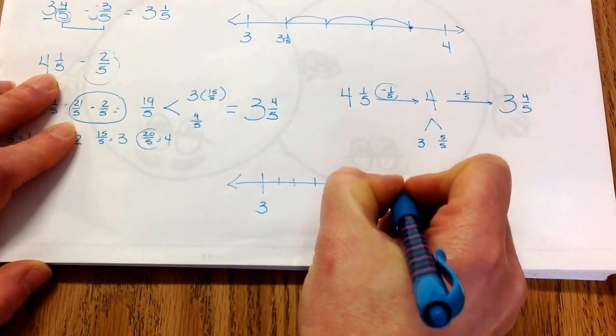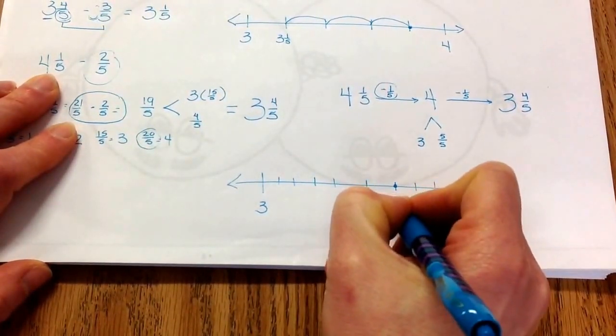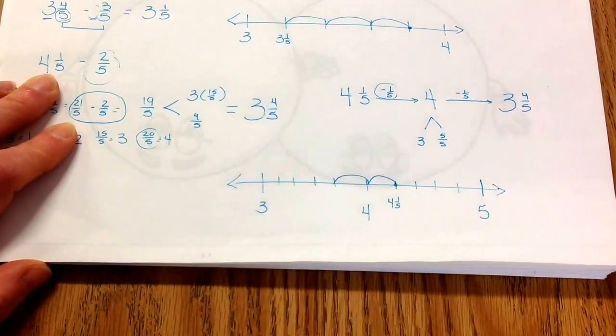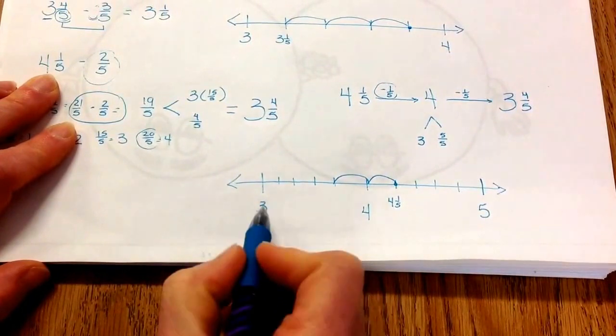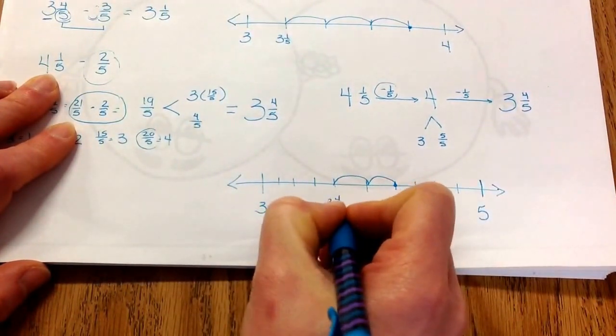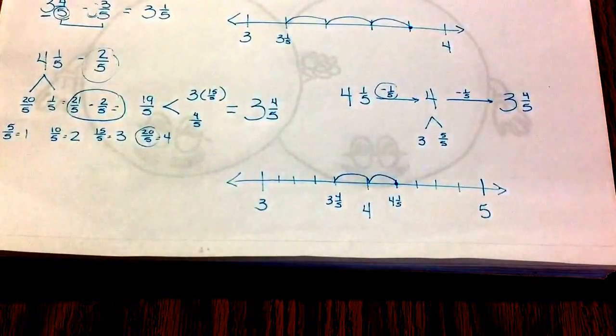This would be 4 and 1/5. 4, 1/5, and subtract 2/5. 1/5, 2/5. Which if I count it up is 3 and 1/5, 2/5, 3/5, 4/5. I have just shown you 3 ways you could solve that problem.